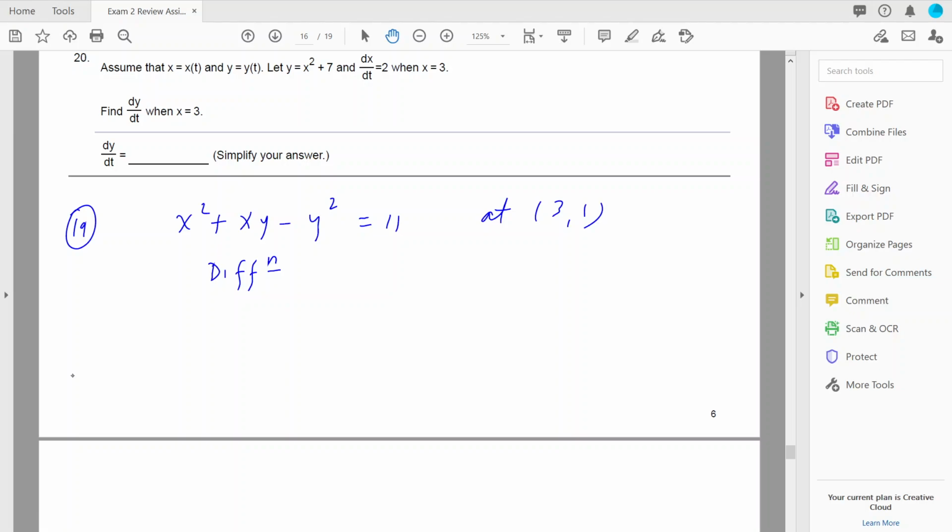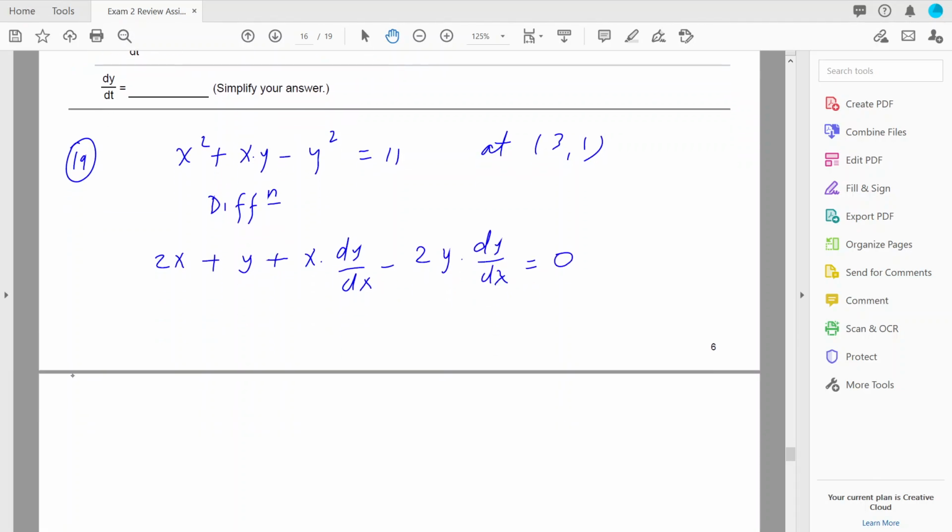So it will be 2x plus y. The derivative, I'm going to use the product rule here. So derivative of x is 1, so 1 times y is y. And now x times dy over dx minus 2 times y times dy over dx equals 0. So our goal is to find the dy over dx.